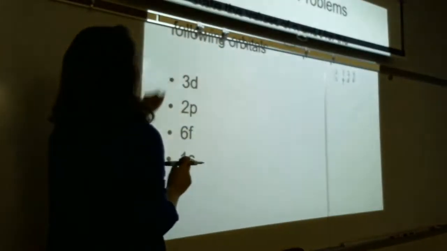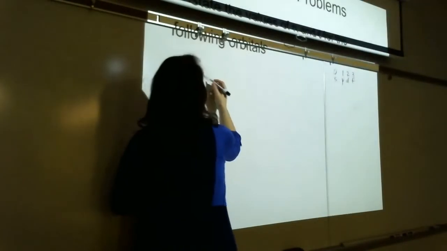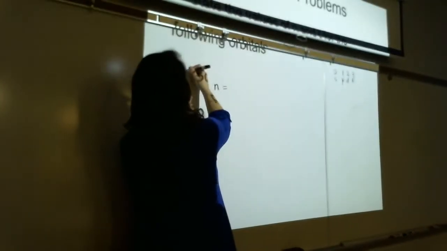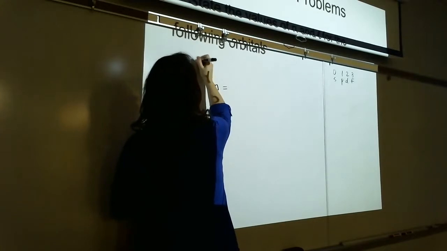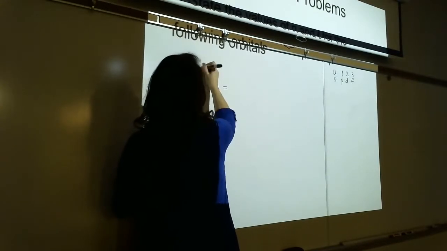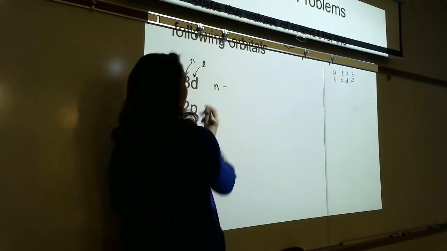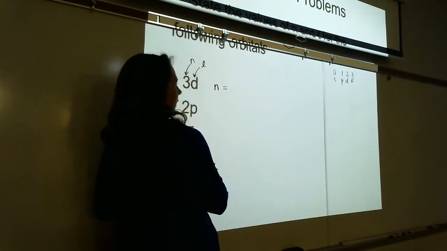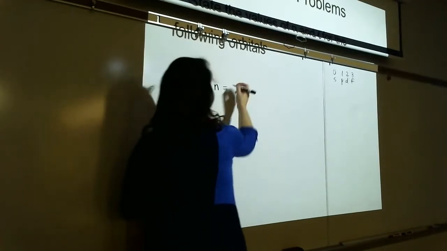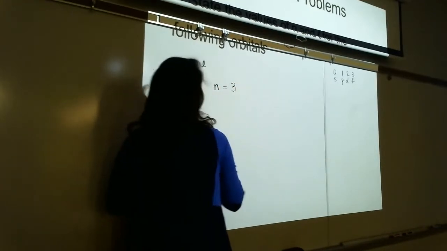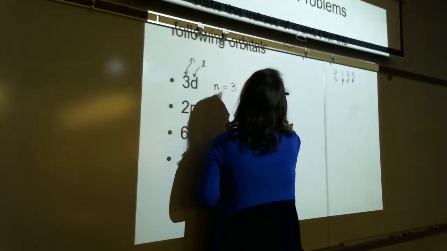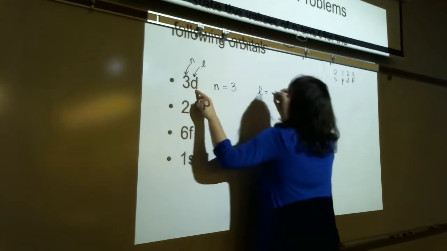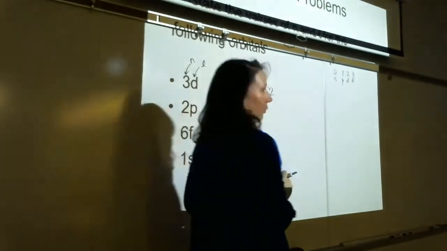So if we have a 3D orbital, that means N equals, that's the value in front, right? So N is right here, and L is right here. And now you need to translate that into a number. So what is the value of N for 3D? 3, right? And what's the value of L? Well, D corresponds to 2. So that's how you do that problem.